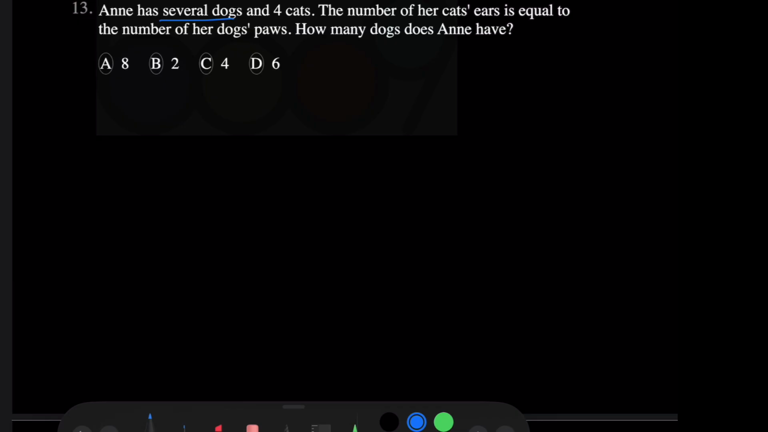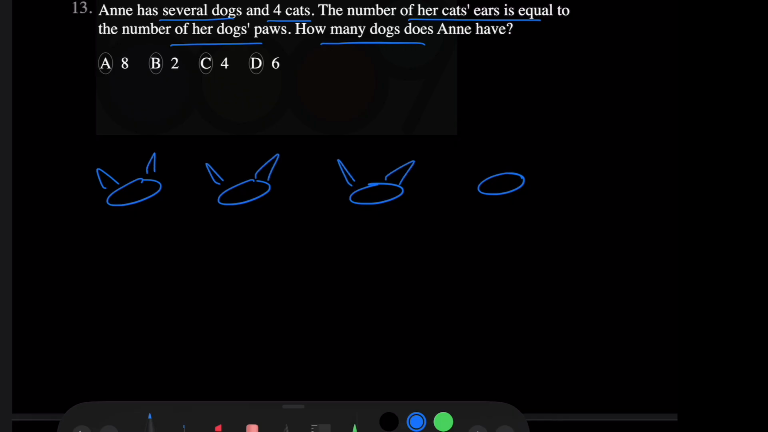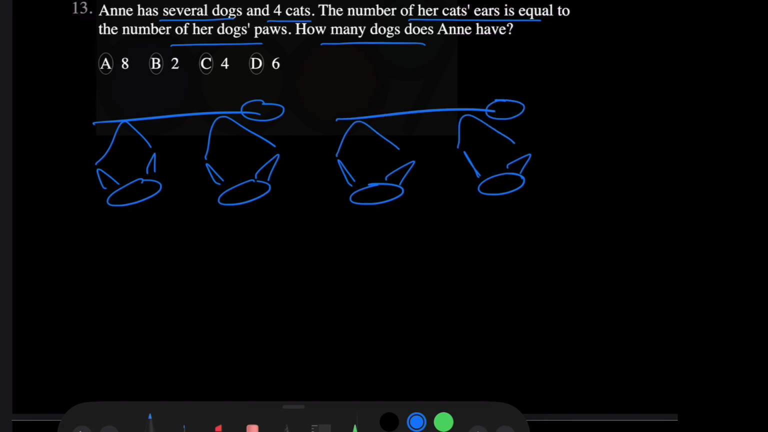Annie has several dogs and 4 cats. The number of her cats' ears is equal to the number of her dogs' paws. How many dogs does Annie have? Alright, so I know the number of cats, that is 4. There are 4 cats, and they have 1, 2, 3, 4, 5, 6, 7, 8 ears. So the number of ears has to equal the number of dogs' paws. Each dog has 4 paws, so I can take these 2 ears to make one doggy here, and take these 2 ears and make another doggy. So there are 2 doggies. So B is the correct choice.